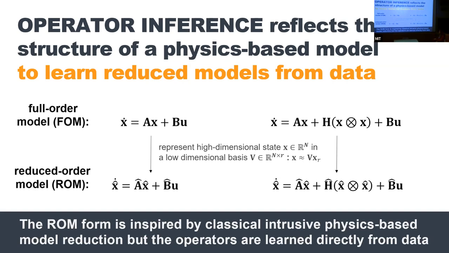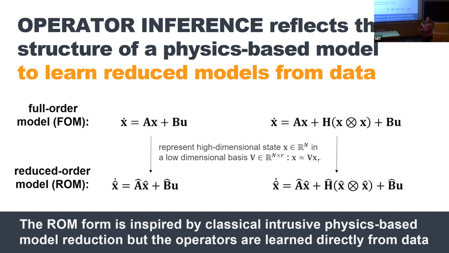I'm not going to go into the details of this other slide. We are going to infer the reduced model directly from data. You give me snapshot data, and I'm going to give you back A hat, B hat, and H hat. And the reason I'm giving you back A hat, B hat, and H hat is because I'm going to use knowledge of the governing equations that are in your high-fidelity simulator to find the form of the model.